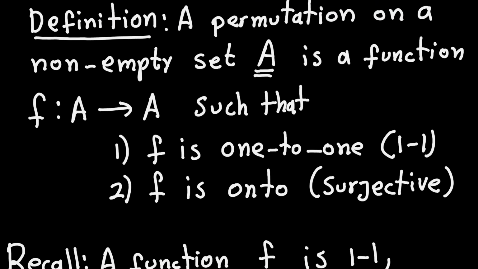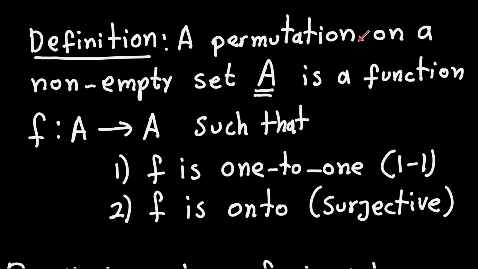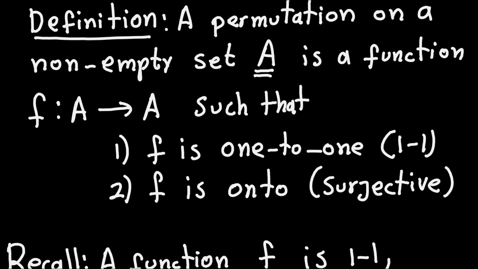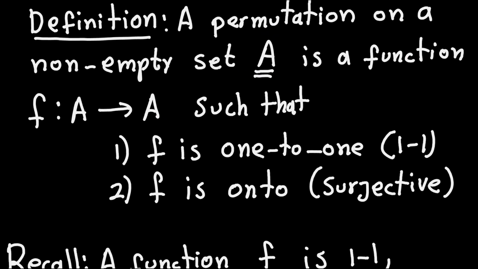So let's look at the definition of what a permutation is. A permutation on a set, so this is the set that's going to be rearranged, is a function from the set into itself. So it's a function from A to A. The set A is what you're going to do the permutation on. That function has to have two properties. One of the properties is the function has to be one-to-one, and the other one is the function has to be onto or surjective.